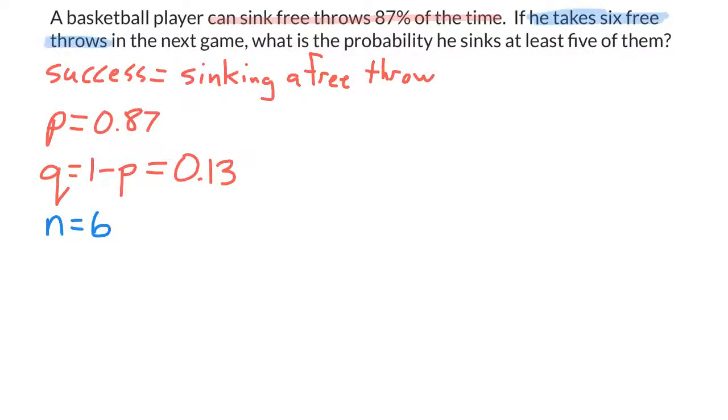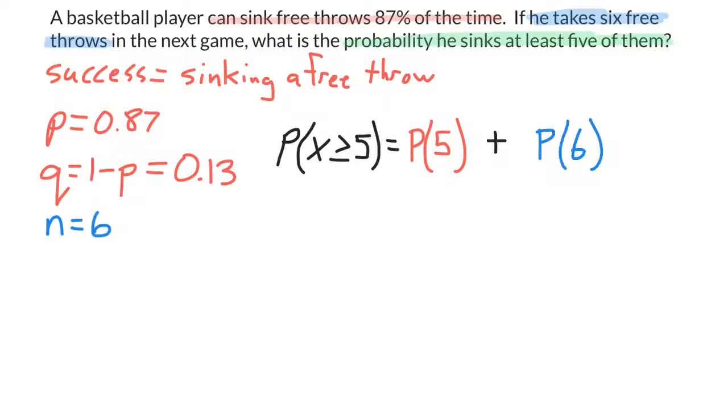He's taking 6 free throws, so N is 6. And so in the question it says, what's the probability that he sinks at least 5 of the 6 shots? So I'm going to write that like this, the probability that X is greater than or equal to 5. So since it's at least 5, he could make 5 shots, or he could make 6 shots. So we have to do the probability that he makes 5 successes plus the probability that he makes 6 successes.